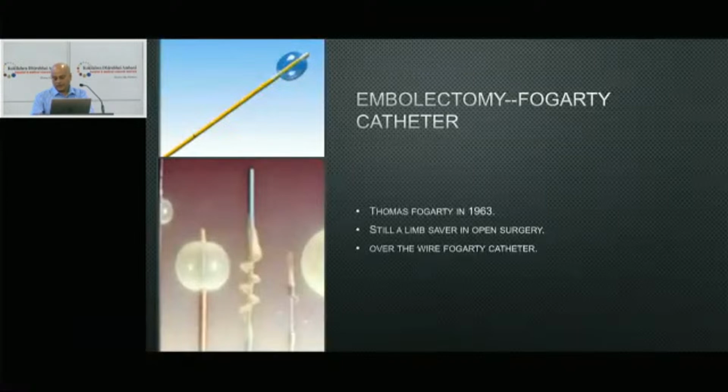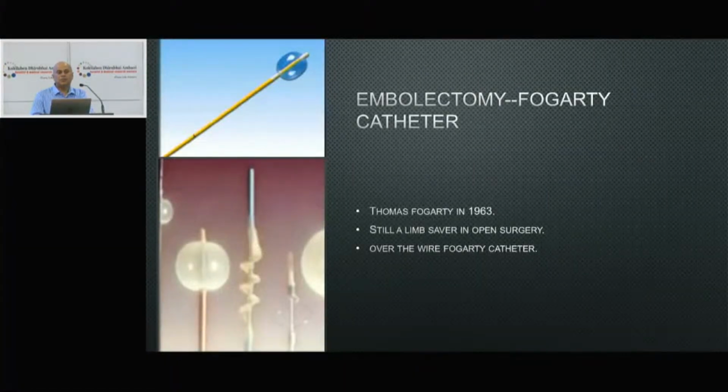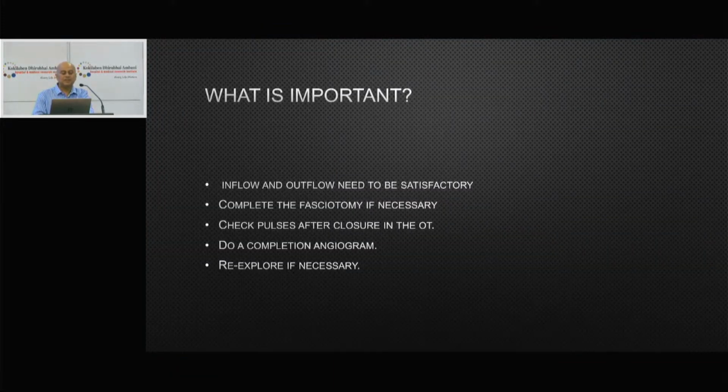Labs in which I think Rohit will be talking about. So you've got a wire which can be put down, you've got a Fogarty over that, and you can pull out specific clots from the area. You've got Fogarty catheters for grafts. So these are sort of tougher clots to take out. So you've got different catheters, but essentially modifications of the same catheter.